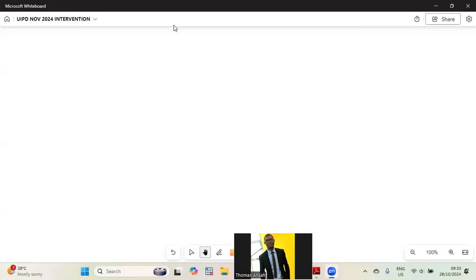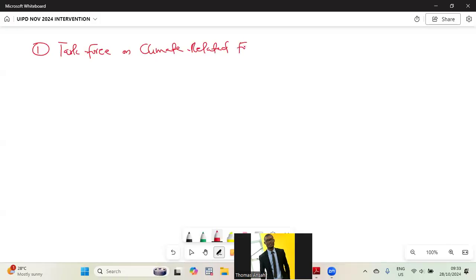So the task force people have been used by the International Accounting Standard Board and the IFAC and all those international people. The first one that we want to discuss is what we call the Task Force on Climate-Related Financial Disclosures. If you check your syllabus, it's one of the things they mention. What are we listing? The task force, what is the subtopic on that?